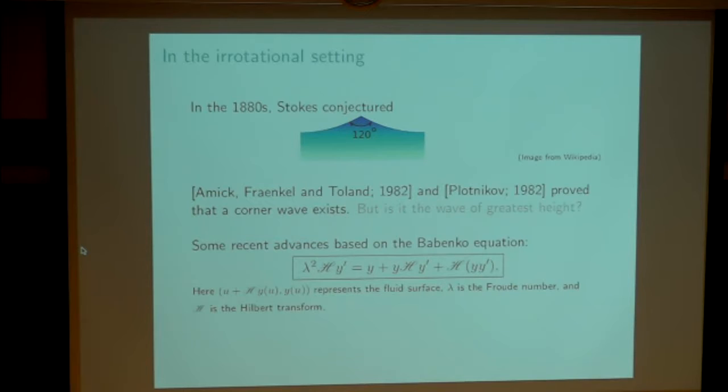Nearly 100 years later, Amick, Fraenkel and Toland, and independently Plotnikov, proved that such a corner wave exists. But it is still an open problem if this corner wave is the wave of greatest height. Now, this problem is really, really old, and it is impossible to do justice to all the contributions that have been made to this problem.